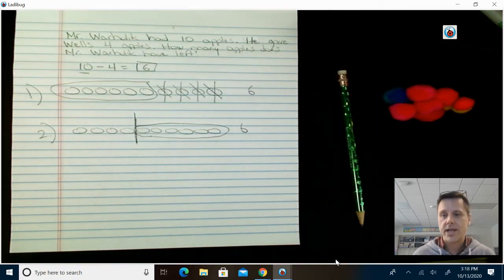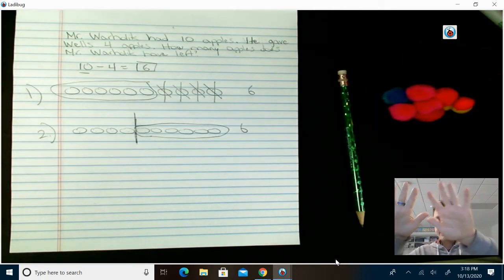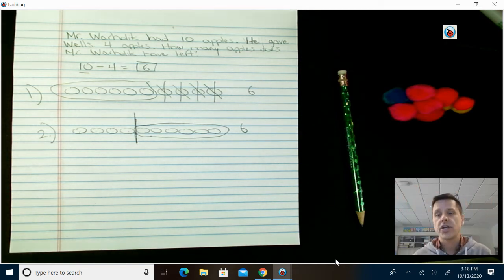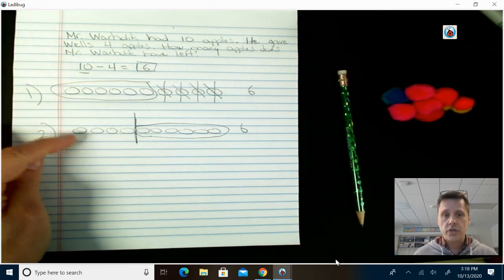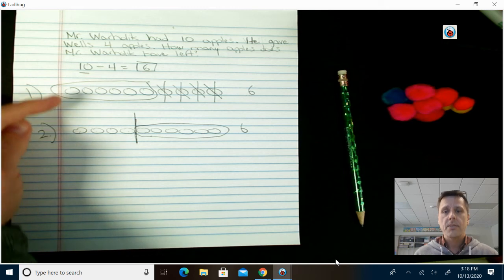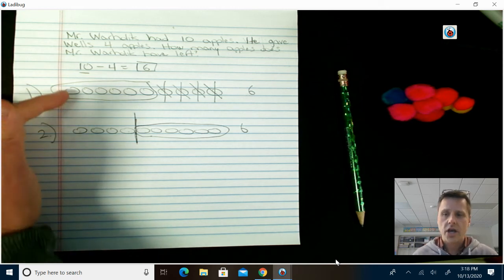I know I have the right answer now. If I put 10 fingers up and I took away 4, I would be left with 6. So that's a third way I can check my work. These are the two strategies that we have to use. If you are struggling with this, please come to my office hours so we can talk about it some more.